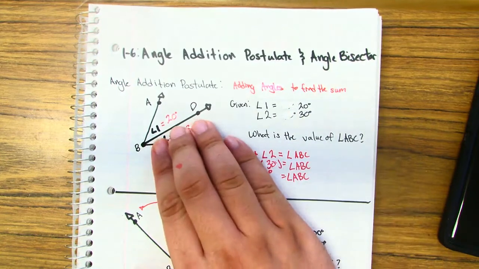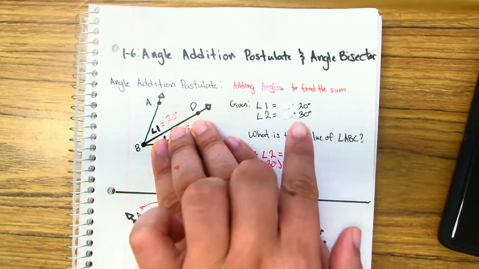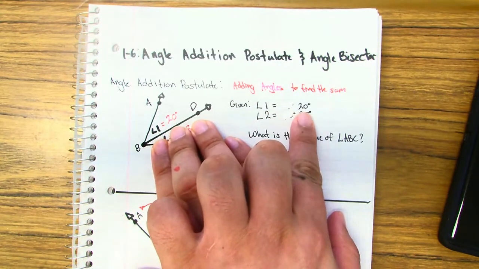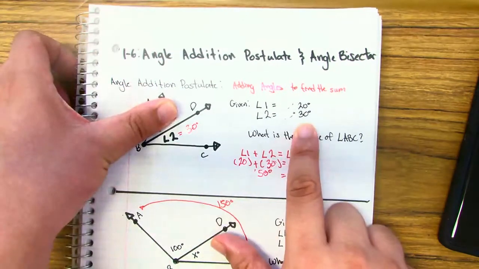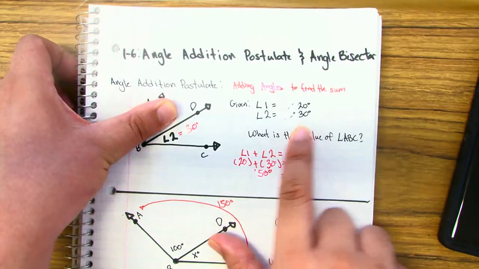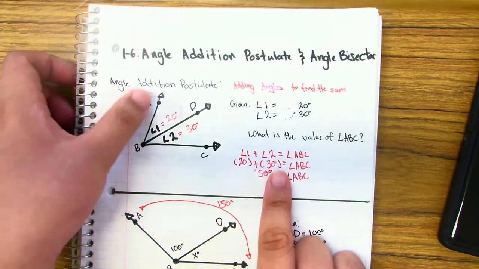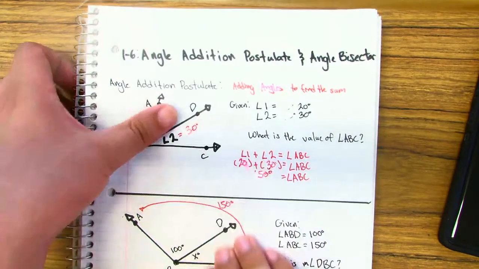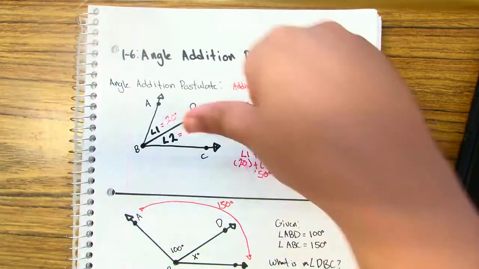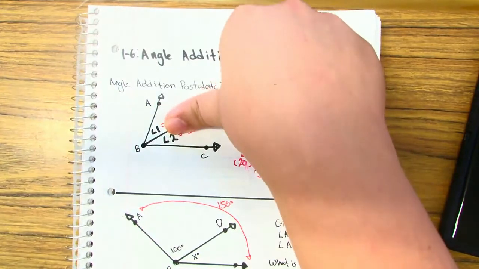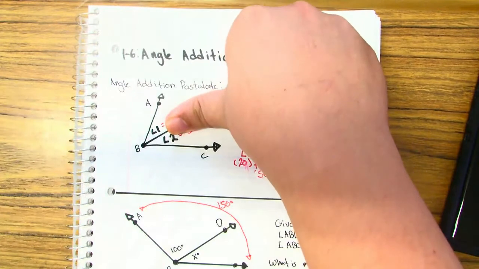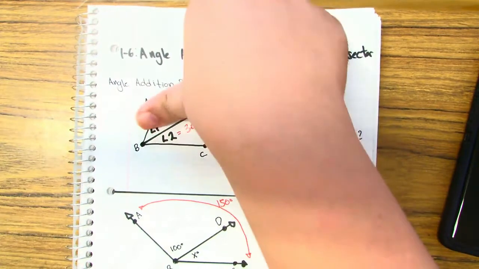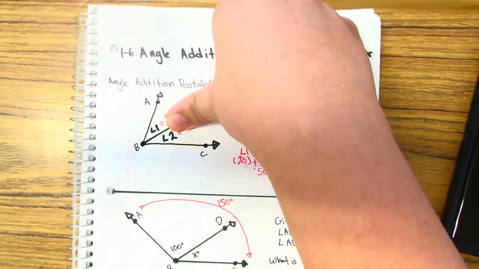Here I wrote down in my diagram, so it's easier for me to understand. Angle ABD or angle 1 is given here. It equals 20. And then angle 2 is 30. And then all I need to do is just add angle 1 plus angle 2, and it will total up the total angle, which is angle ABC. I wrote that down in the equation. Angle 1 plus angle 2, which equals angle ABC.